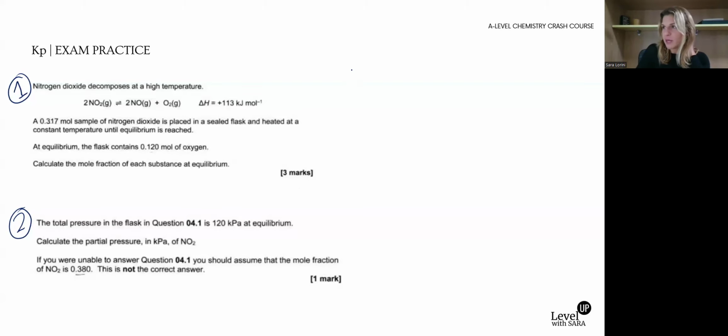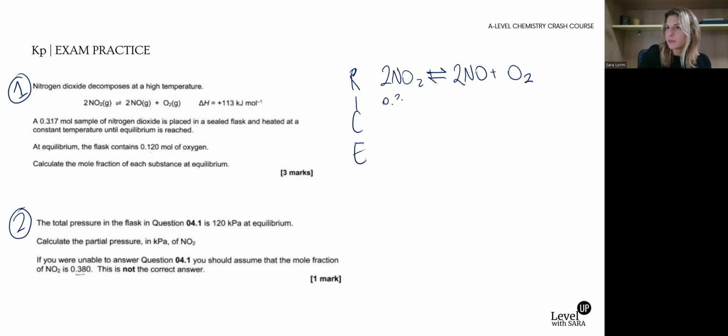This first question is the one that requires the RICE table. Okay, so we write down the equation, the products, careful with the balancing. If you copy things down, make sure you copy them right, and then you interpret the question. So we have the initial amount of 0.317 moles placed and heated until equilibrium is reached. At equilibrium, we have oxygen. So this is the value that we have, okay? Which means that at the beginning, we have zero of the initial product. So what is the change?